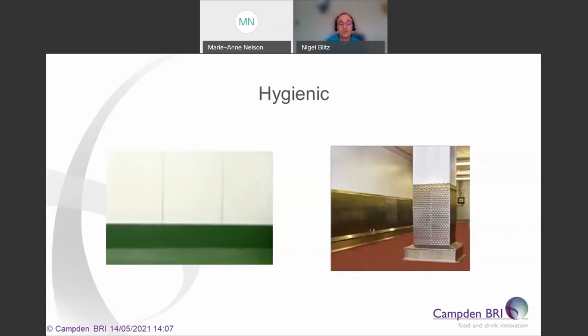So here's a couple of illustrations of hygienic walls. The one on the left is a white panel wall going into a green floor, and the one on the right, a white panel floor, part paneled with stainless steel, going into a red floor. Both of these are wonderful examples of a hygienic wall surface.